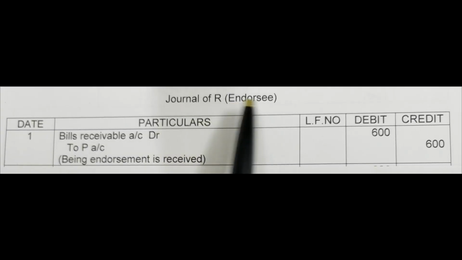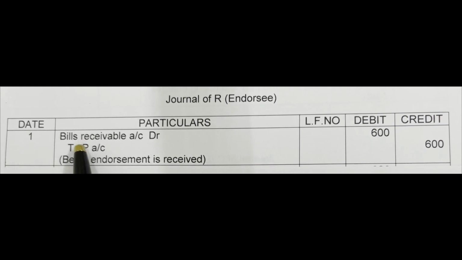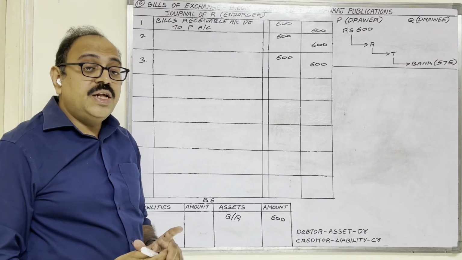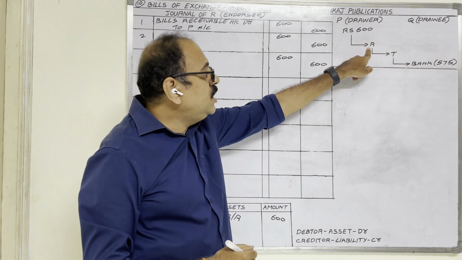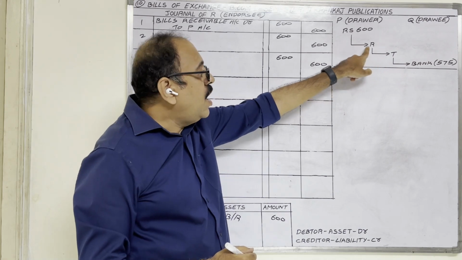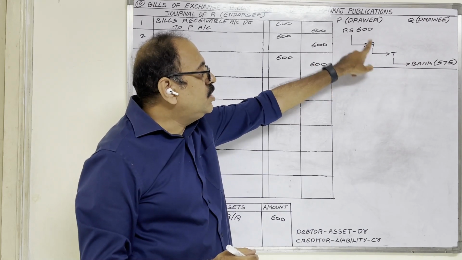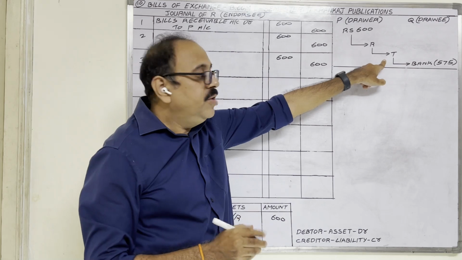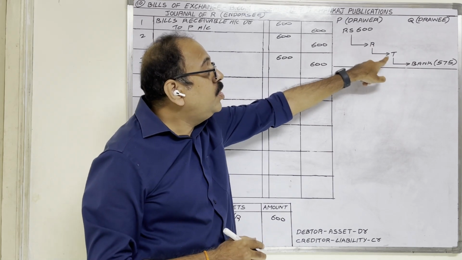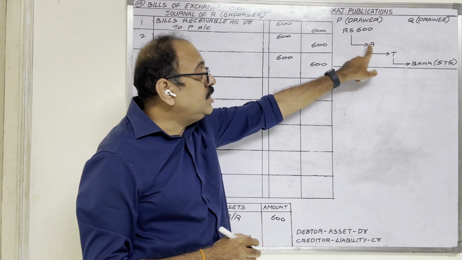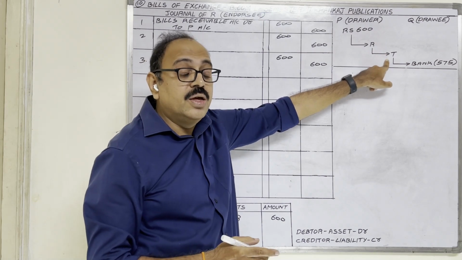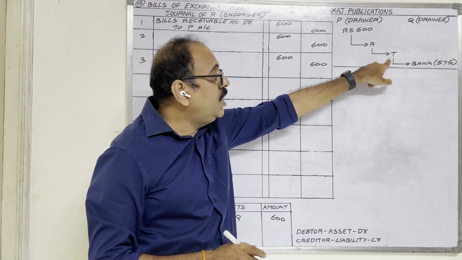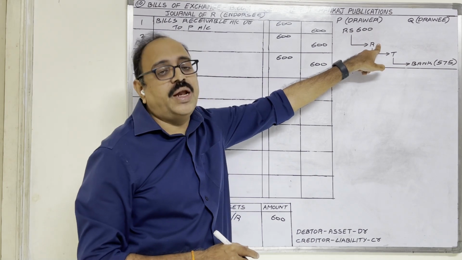Journal of R and RC. First entry, bills receivable account debtor to P account 600. Being endorsement is received. Next entry is for endorsing the bill to T. R is giving 600 rupees worth bill to T. Why? Because R is liable to T. R has to pay 600 rupees to T. Why? Because once from T, R purchased goods on credit.